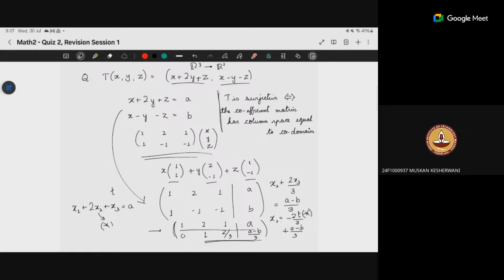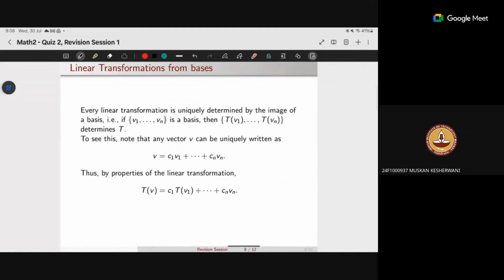x3 is equal to 2 by 3t? x3 is just t. Just t. Okay. Because that is the independent variable. Because it's independent, that's why. Yeah, I just substitute as t. You can keep it as x3 itself. You can write it in terms of x3. You can get the solution in terms of x3. All right. Okay, so that's that.